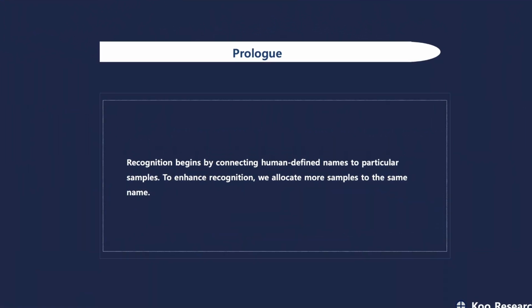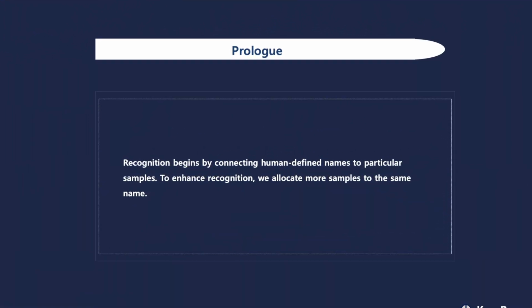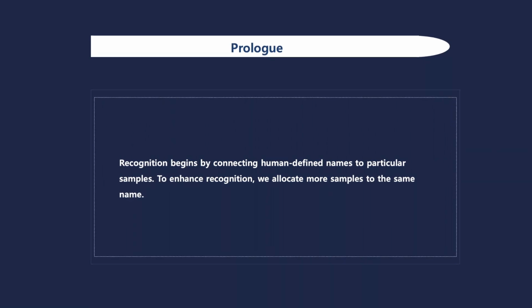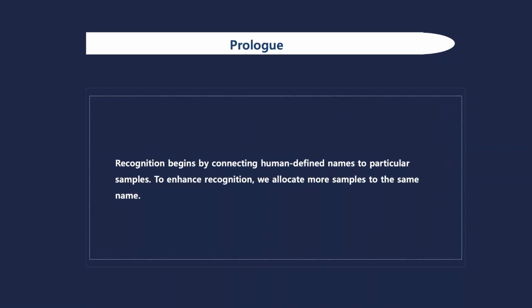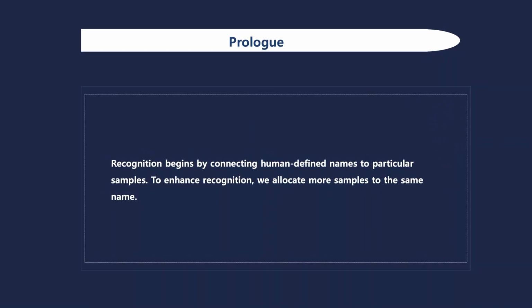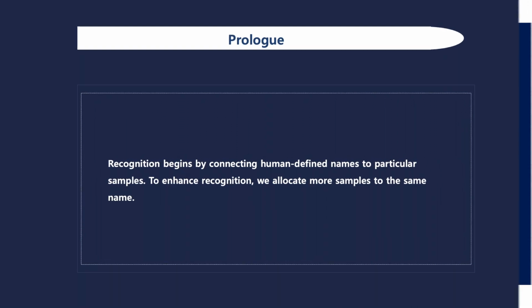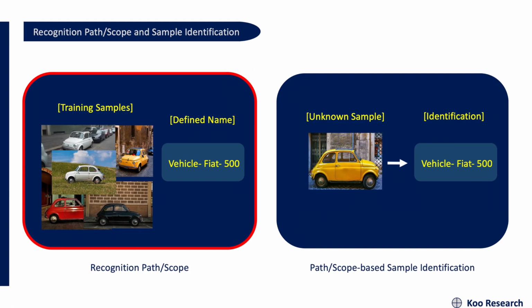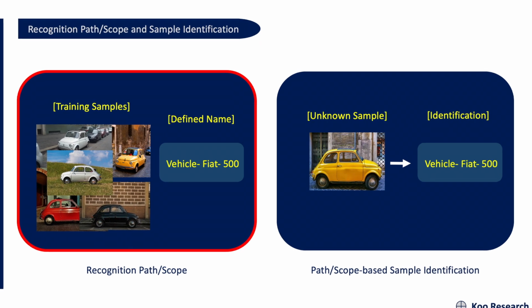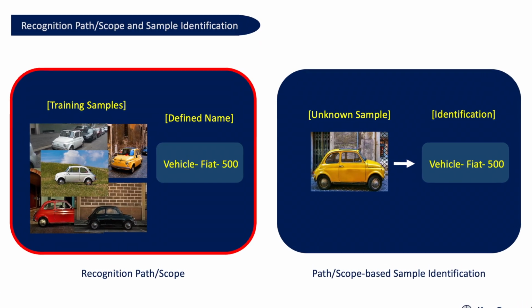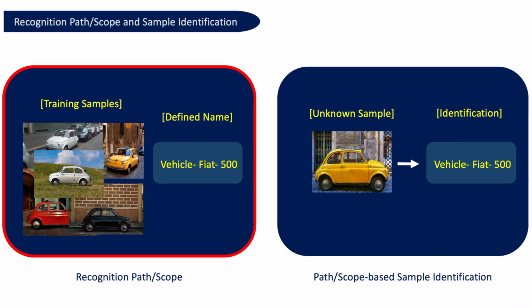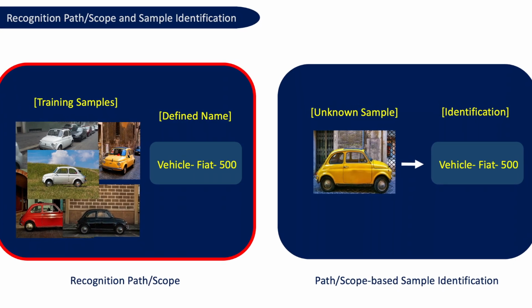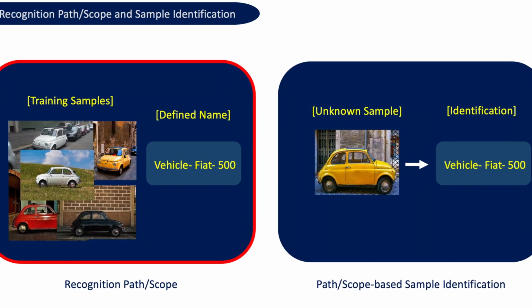Prologue. Recognition begins by connecting human-defined names to particular samples. To enhance recognition, we allocate more samples to the same name. We establish a recognition path, a scope, by linking samples to a human-defined name. Leveraging this path, a scope, we can effectively identify an unknown sample.